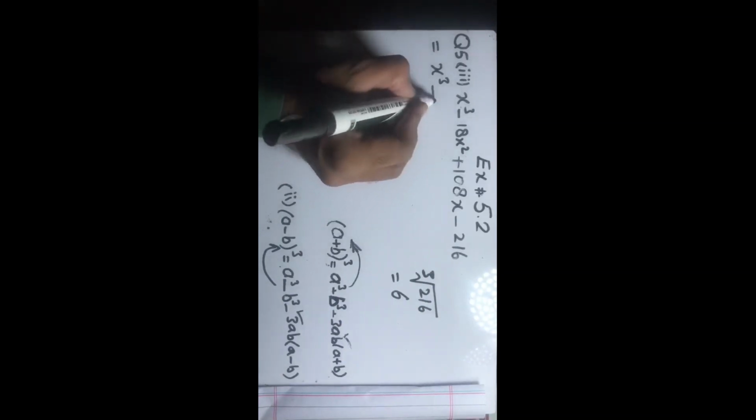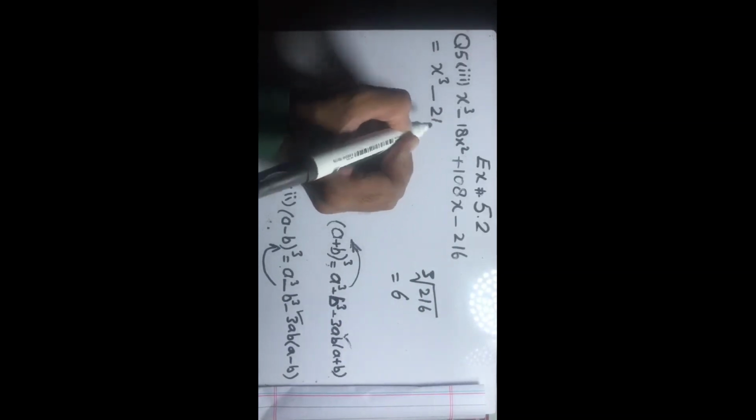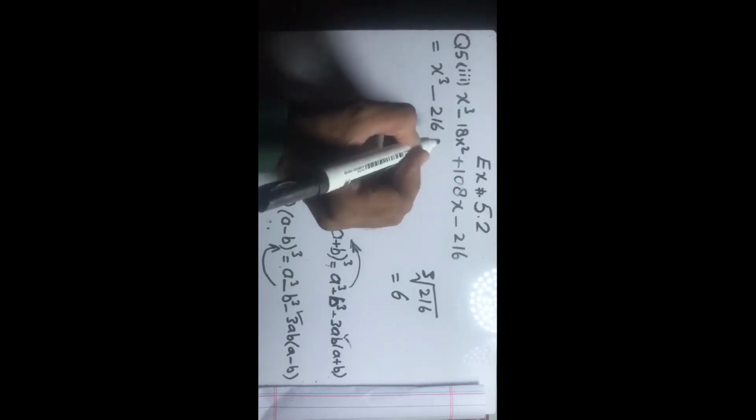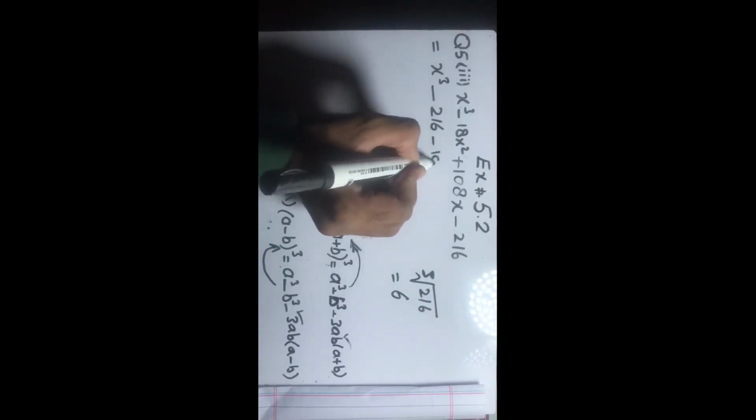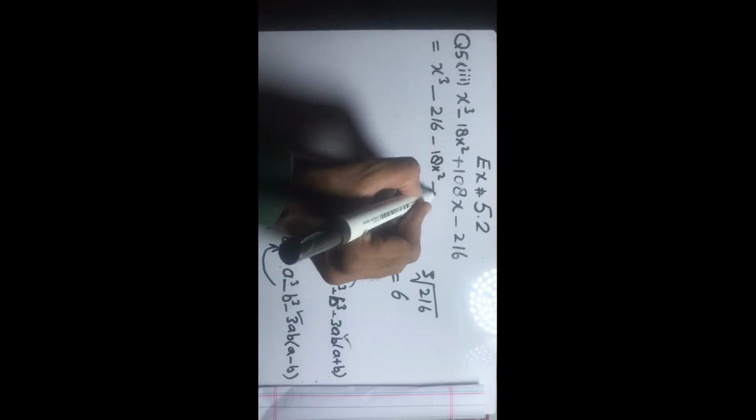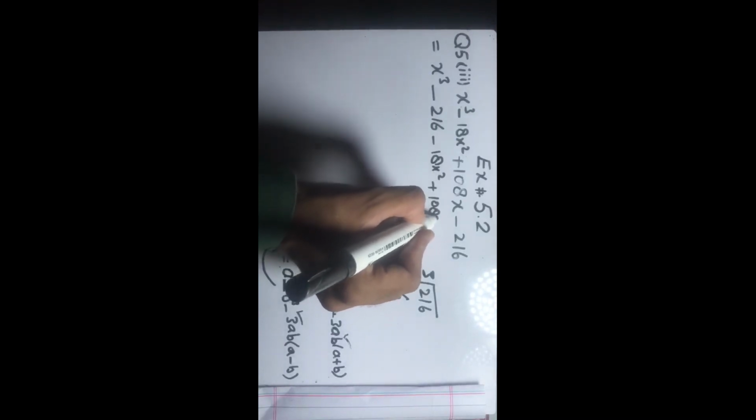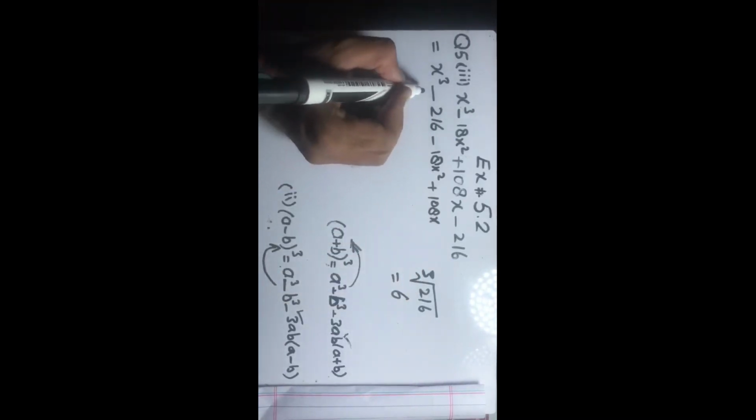Now we place 216 at the second place. Next minus 18x square. Now plus 108x. Now you can see the negative sign is with b, so we use the second formula, that is a cube minus b cube.